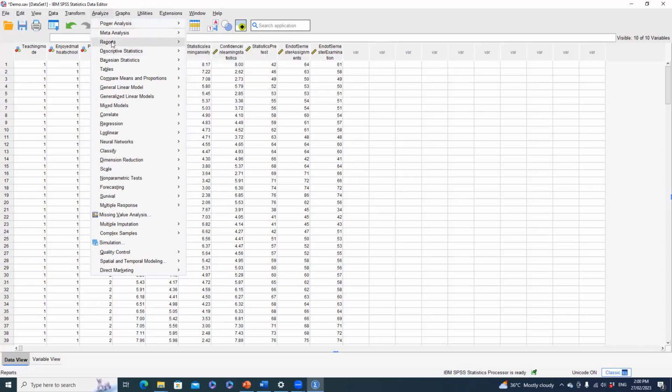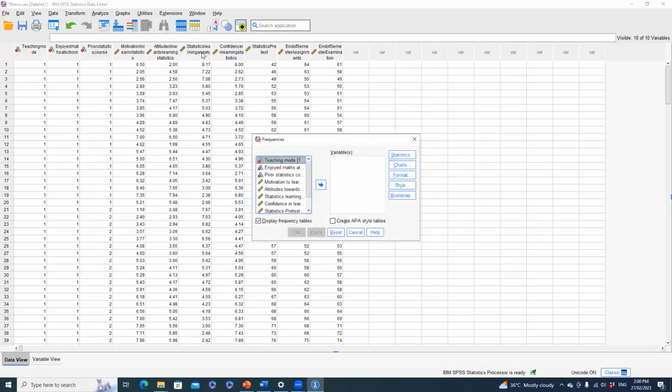Once you go down to that, you've got a list of options here, and many of these different options will actually allow you to generate descriptive statistics. So the first one I'm going to try is frequencies. I'm going to go to the frequencies command and select our variable of interest, which is motivation to learn statistics.